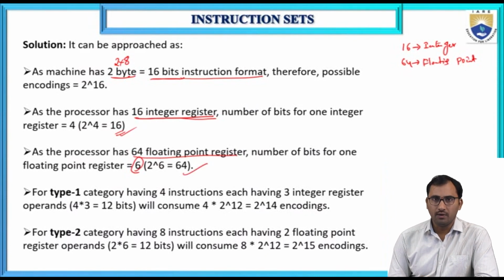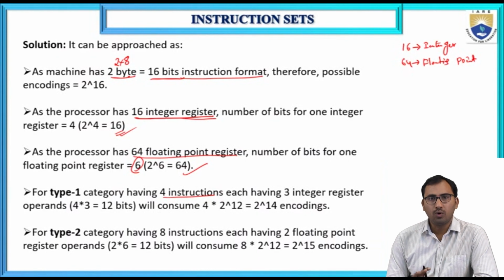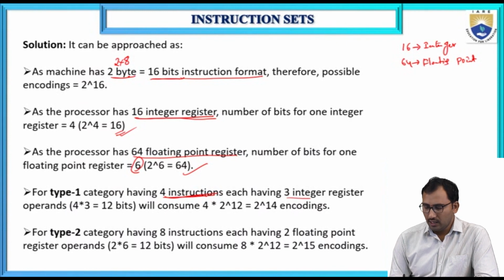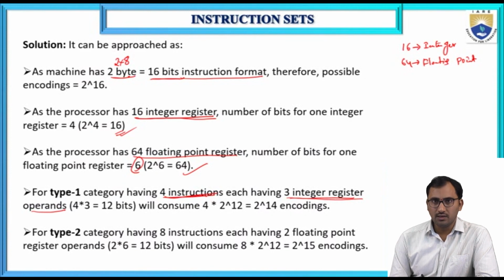Okay. So coming to type 1. In the type 1 category, we have a total of 4 instructions, each with 3 integer register operands. So the total bits required for each instruction is 3 times 4, which is equal to 12 bits. So these 4 instructions will consume 4 into 2 power 12 encodings. That means we can write 2 power 14 encodings.